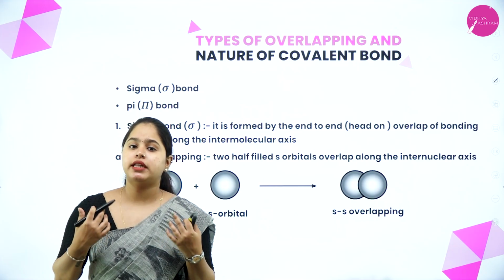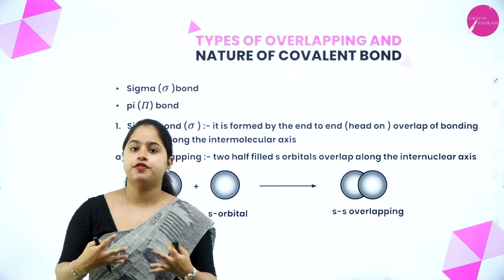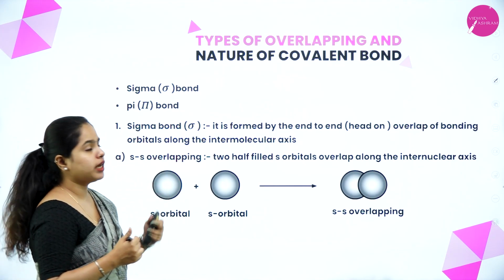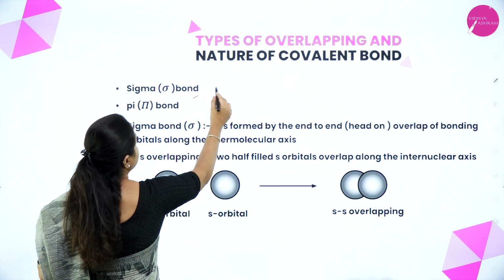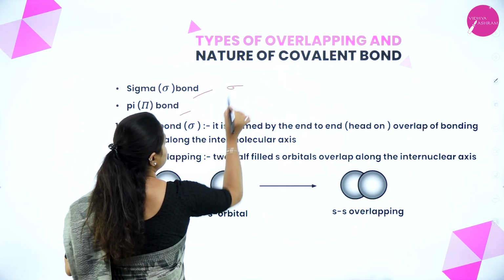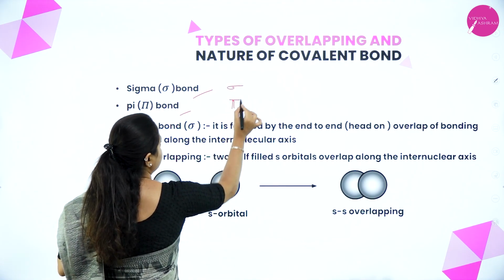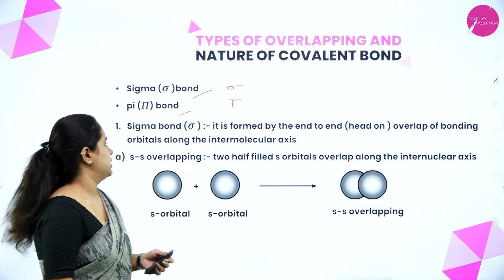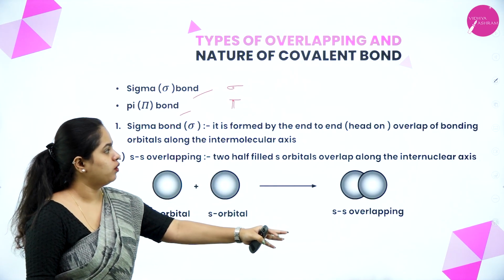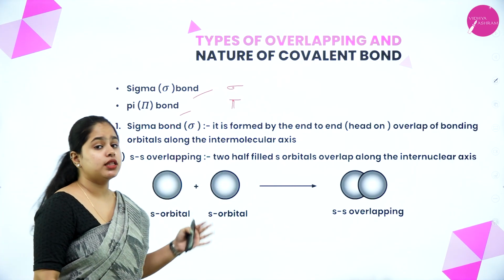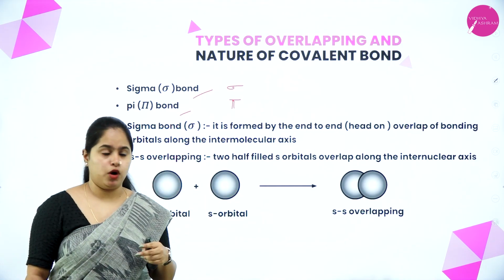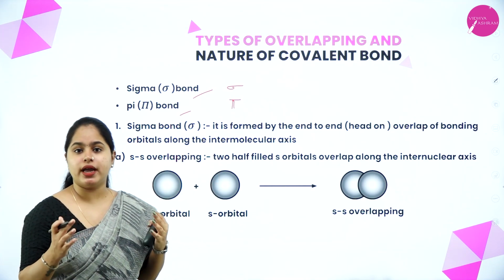Now based on the different types of overlapping, different types of covalent bonds are formed, which we will discuss now. The two types of bonds you can see here are the sigma bond and the pi bond. Sigma bond is represented by the sign sigma and pi bond by this sign. Now how is a sigma bond formed? It is formed by the end-to-end overlap of bonding orbitals along the internuclear axis.